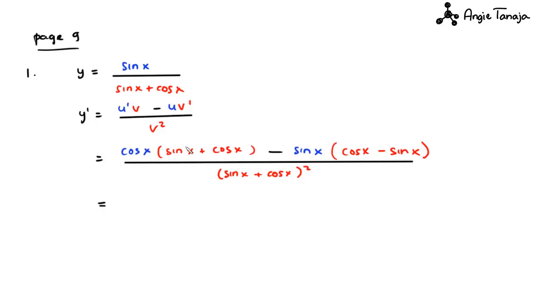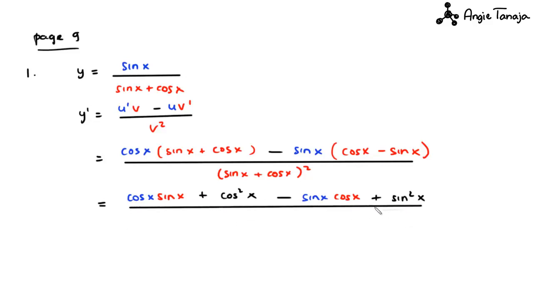Then we can expand this, and this will be cos x sine x plus this one. Just write it in black, like cos square x minus sine x cos x, plus sine square x. Hold on, before you eliminate that, the denominator will be sine square x plus 2 sine x cos x plus cos square x. So what we have right now, we can cancel this term because they're the same.